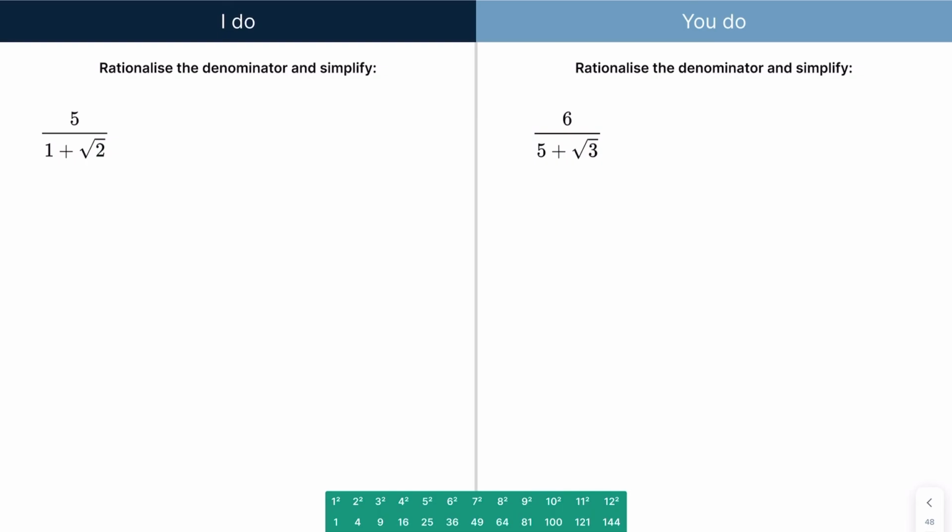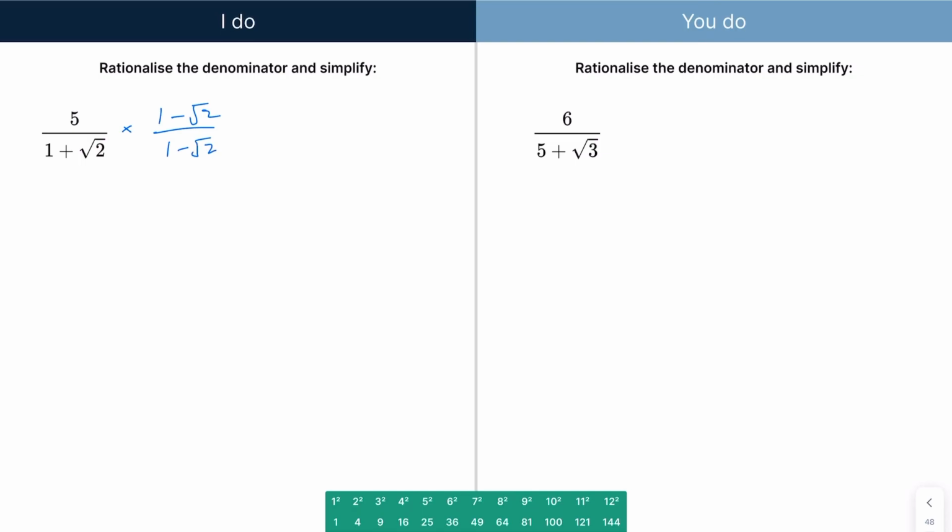So here's where things get a bit more interesting. We now have a number and a surd at the bottom, and they're being added together. Now what do we do? In this case, you change the sign in the middle, so that becomes root 2 over 1 minus root 2.